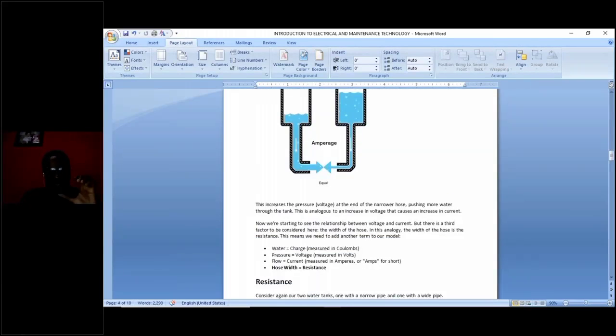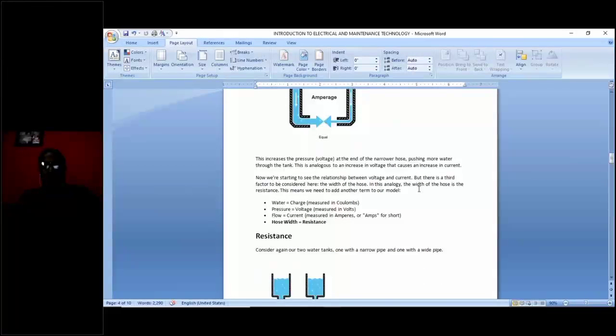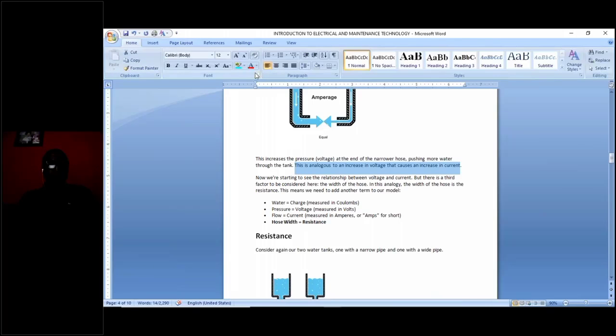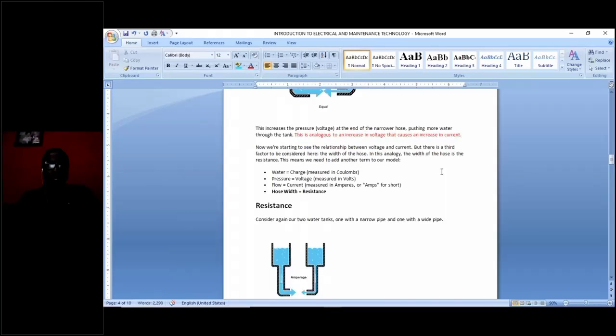So this increases the pressure, that means the voltage at the end of the narrow hose, pushing more water through. This is analogous to an increase in voltage that causes an increase in current. That means the more the pressure, the more the voltage, the more the current. An increase in voltage causes an increase in current.